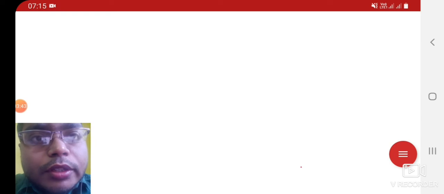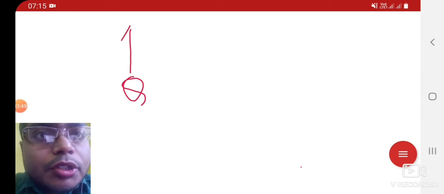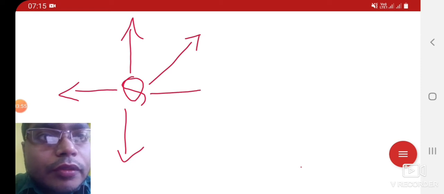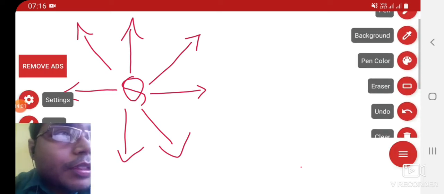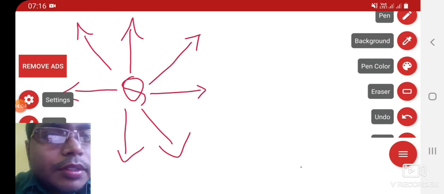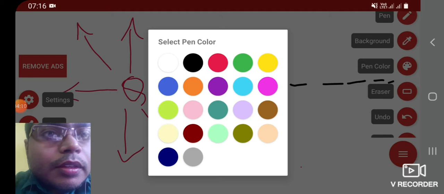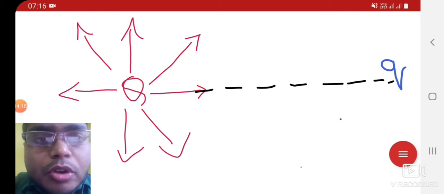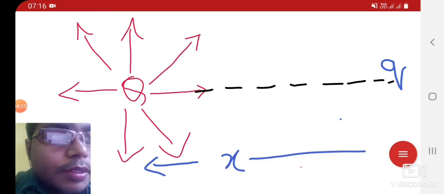Electrostatic potential energy. For that we take a source charge capital Q, right? And you know that the direction of the electric field will be outward from the positive charge. These are the directions of the electric field. And we take a distance, say the distance we take like this, right? And here we place a very small charge q. Say the distance from the capital Q to the small q we have taken is x, right?